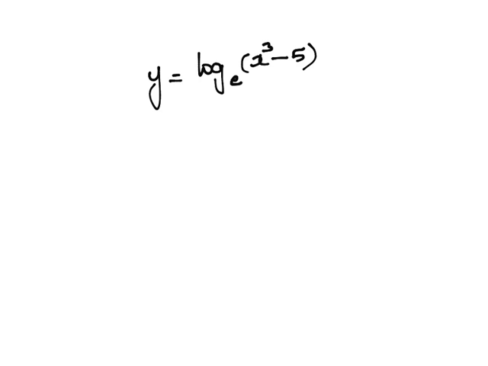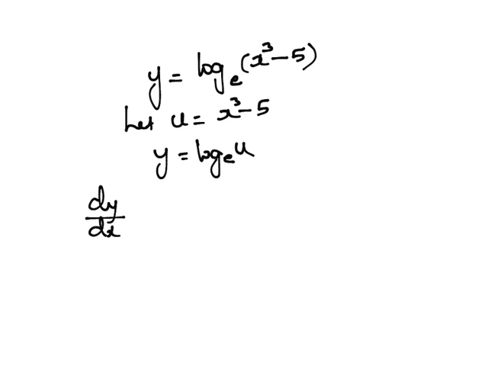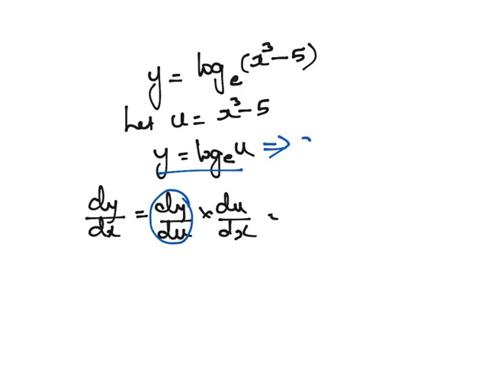Okay, let us see how to find the derivative of this function using chain rule. I'll take this x cubed minus 5 as u, then y will become log u to the base e. So now dy by dx equal to dy by du multiplied with du by dx. Now dy by du is nothing but, we know that derivative of log x to the base e is 1 by x, so it is 1 by u.